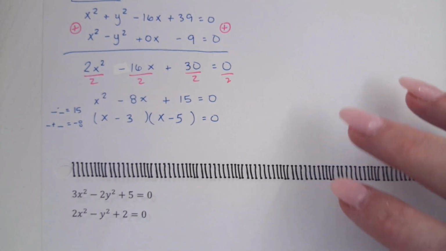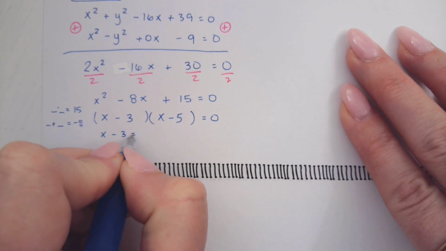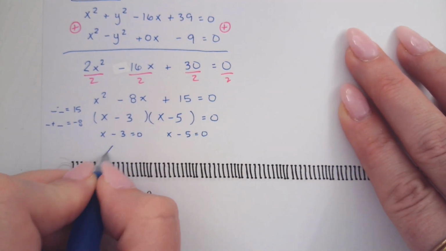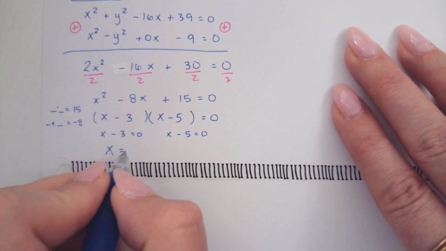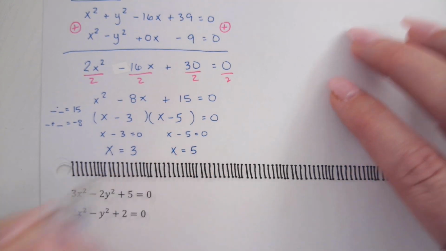So then we'll use zero product property, solve those little baby parentheses. So one would say x minus 3 equals 0. One would say x minus 5 equals 0, which means one x value is 3 and the other is 5.